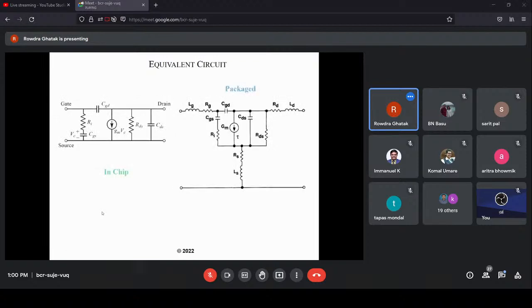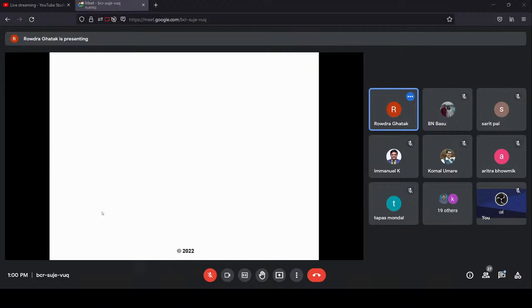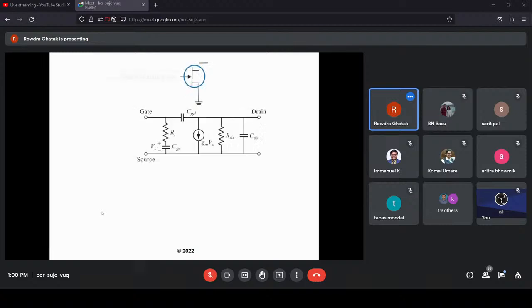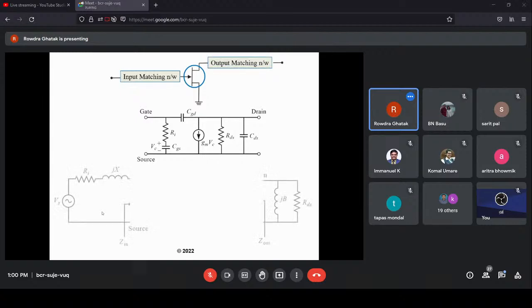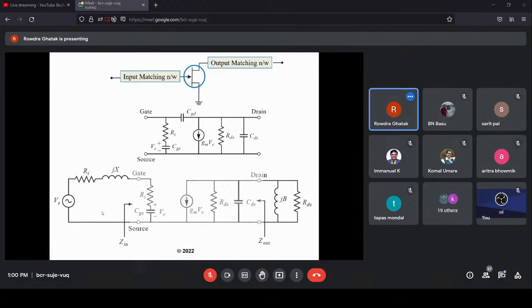The equivalent circuit, both in chip and packaged form, comes along with the transistor data sheet. If you're purchasing a transistor of a given part number, it comes with the equivalent circuits and the circuit parameters also. It helps you to build up the input and output matching elements and design the appropriate matching circuits.